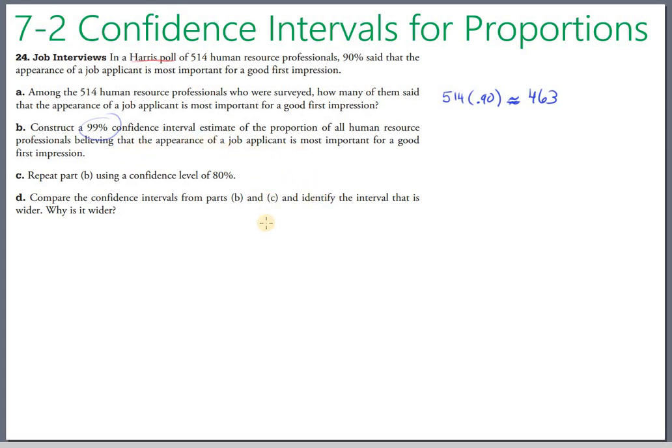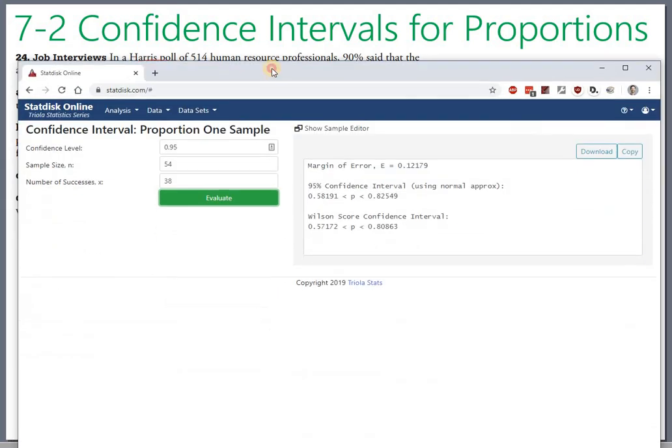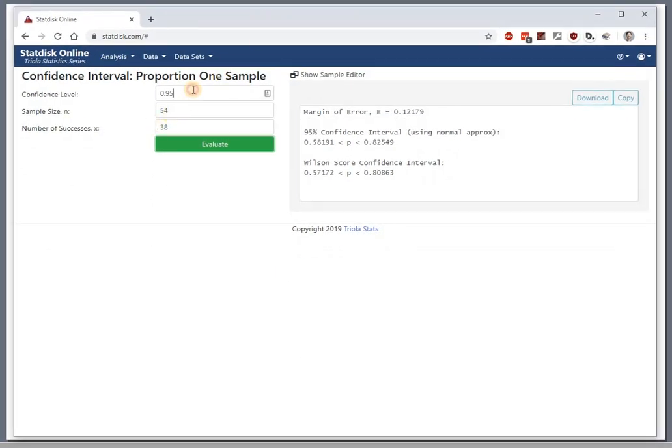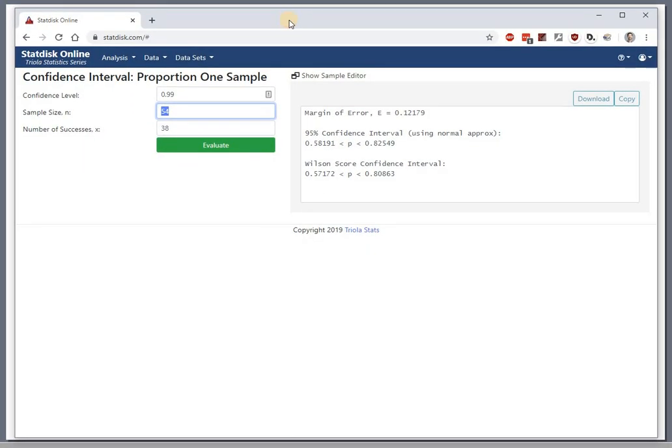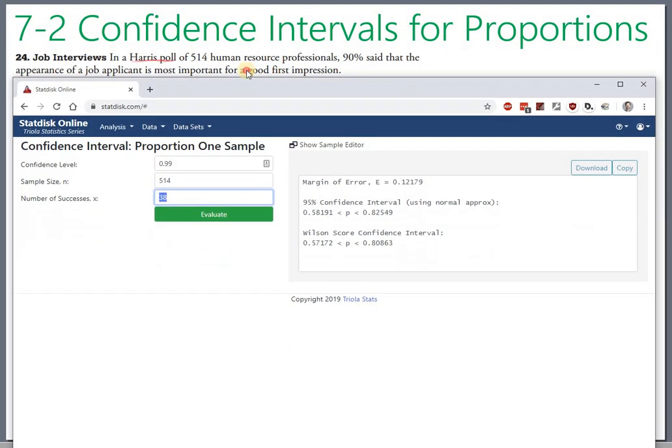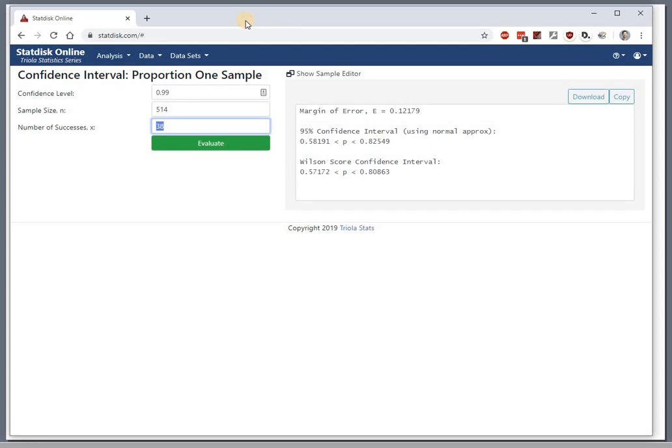Okay, so a 99% confidence interval with 463 out of 514. So let's get StatCrunch going here. The confidence level that they specified was 99 rather than 95. And the sample size was 514. And here's why we needed to do part A, because now the number of successes was 463. So 463 of them said that.